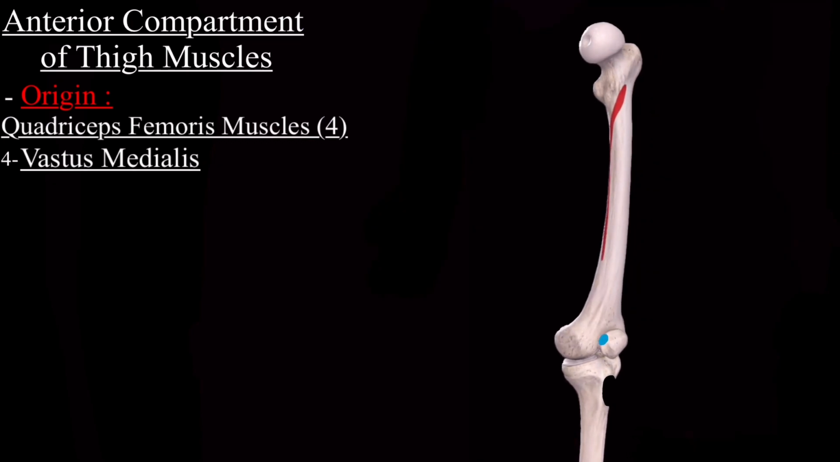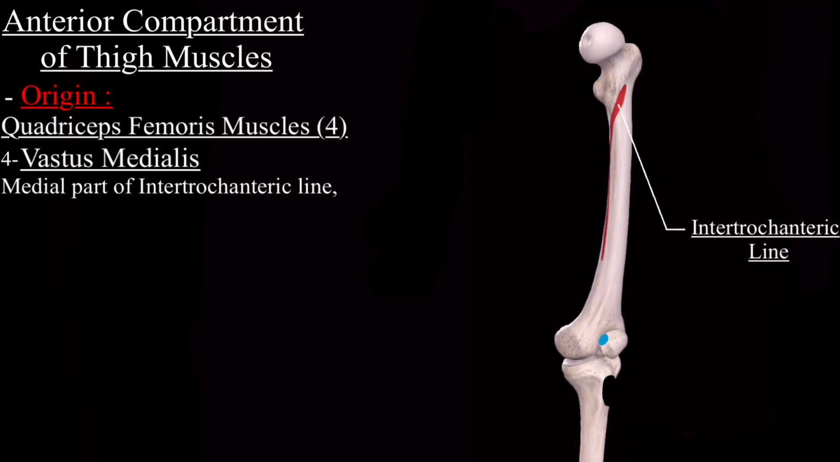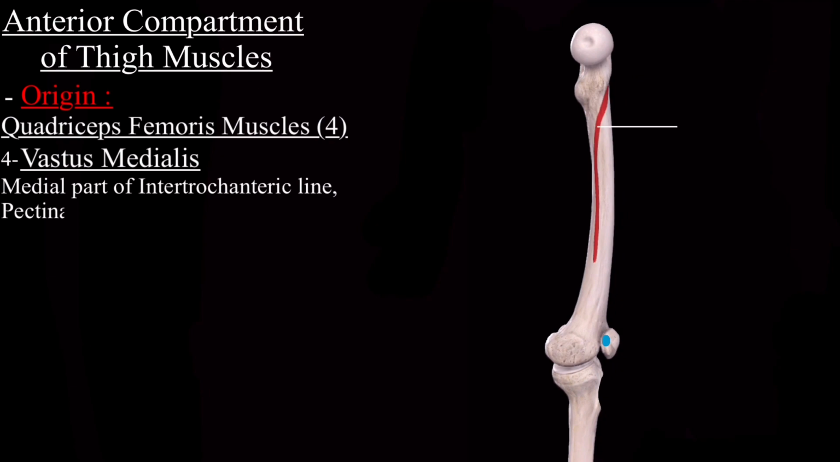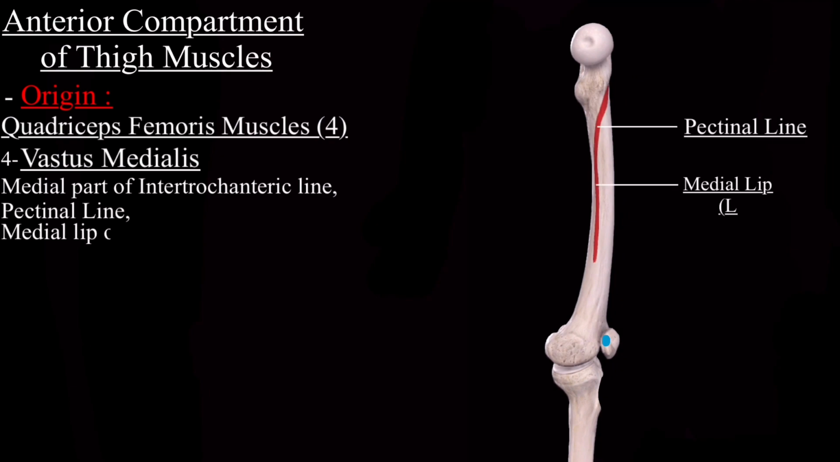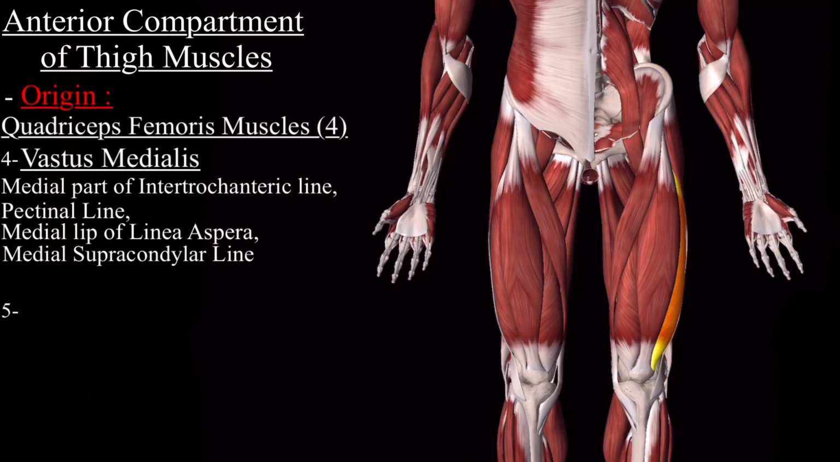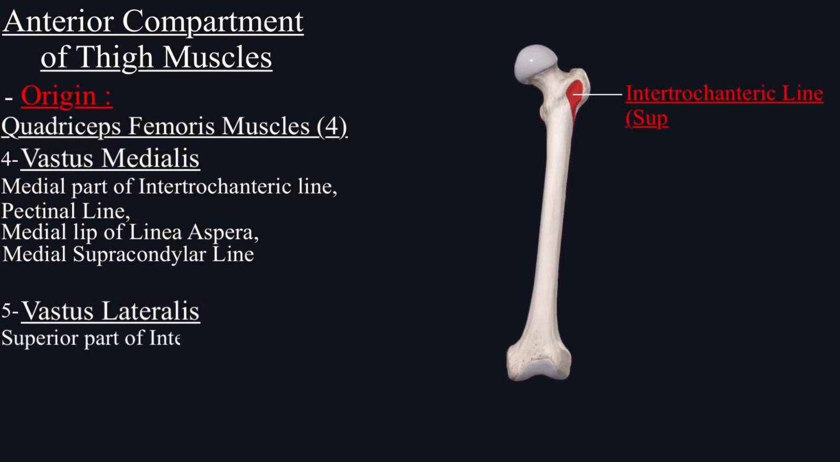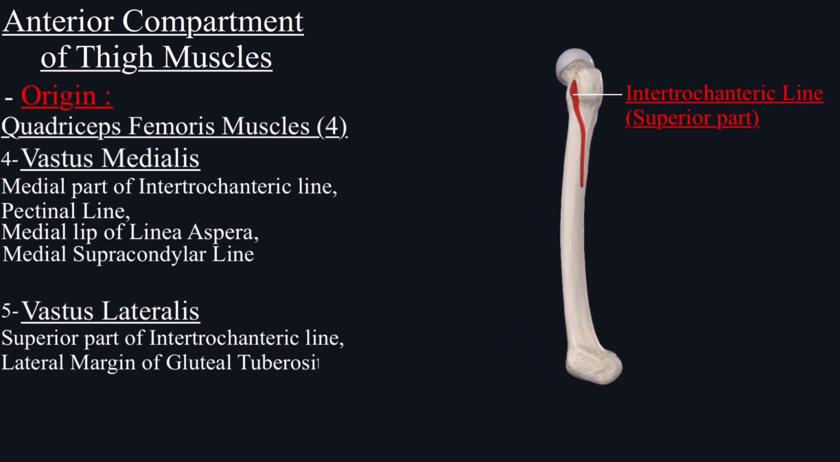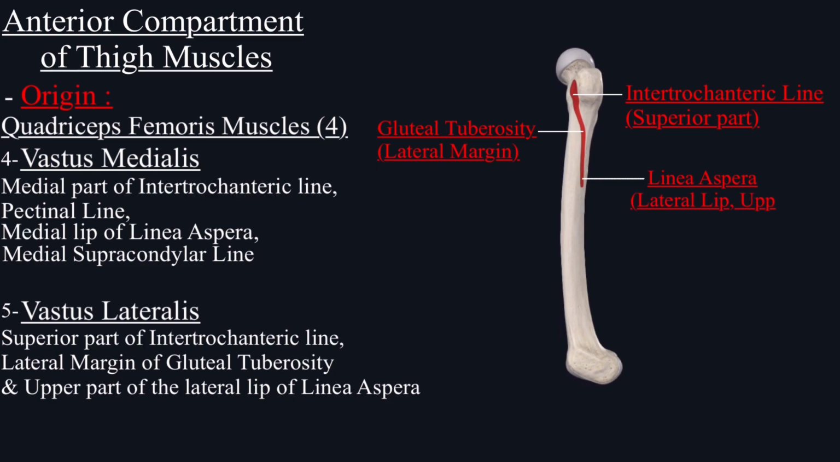It originates from the medial part of the intertrochanteric line, pectineal line, medial lip of the linea aspera, and medial supracondylar line. The vastus lateralis muscle originates from superior part of the intertrochanteric line, lateral margin of the gluteal tuberosity, and the upper part of the lateral lip of linea aspera.